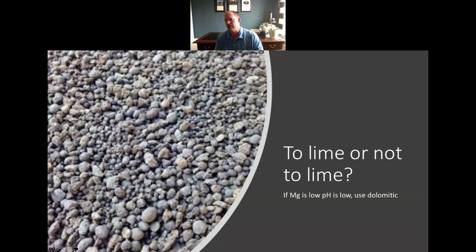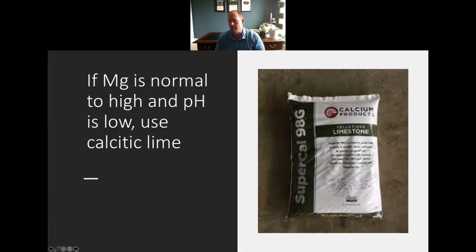So, again, like I was mentioning earlier, to lime or not to lime: if the magnesium is low and the pH is low, we want to use that dolomitic lime. Again, we're trying to keep those ratios in that 10 to 20% for magnesium. So if we're already there with magnesium, if the magnesium's already pushing 20%, we don't want to go in there and add more magnesium to the picture in the form of dolomitic lime. So if the magnesium is normal to high and the pH is low, we're going to want to use a calcitic lime in that situation.